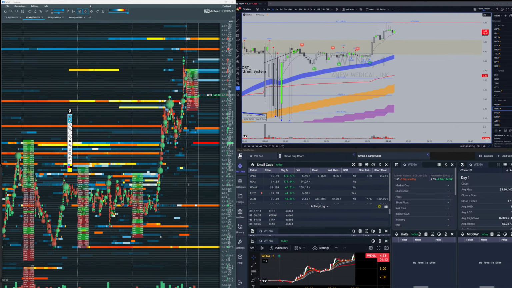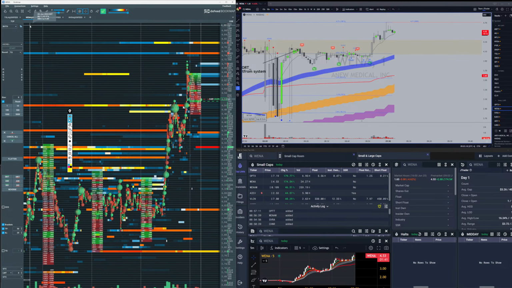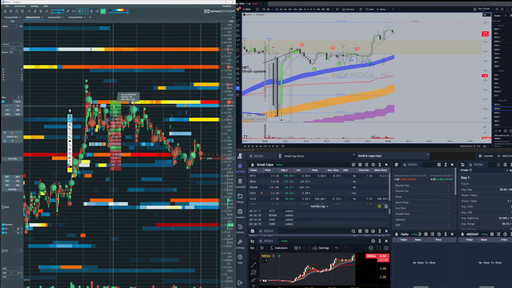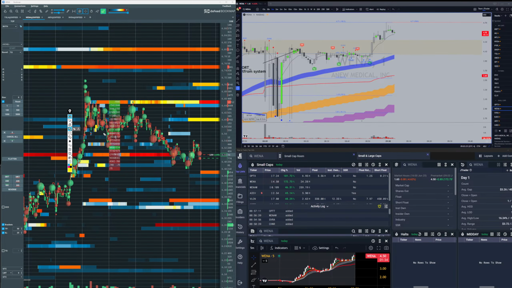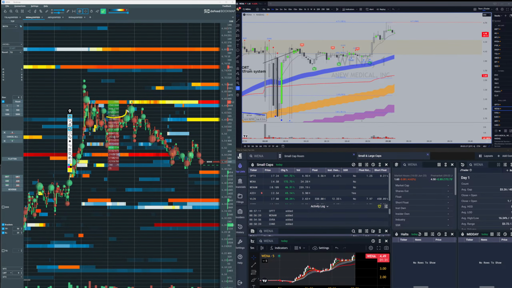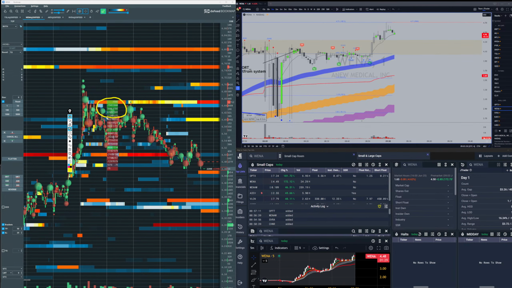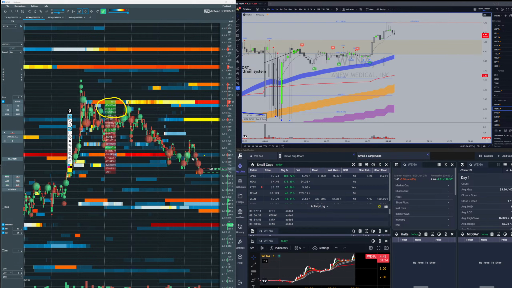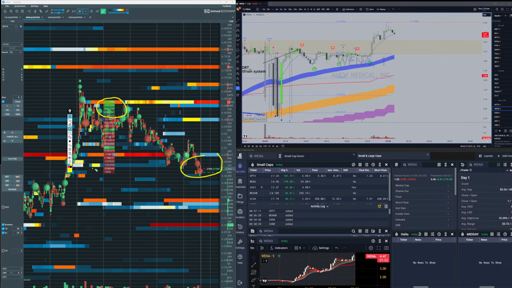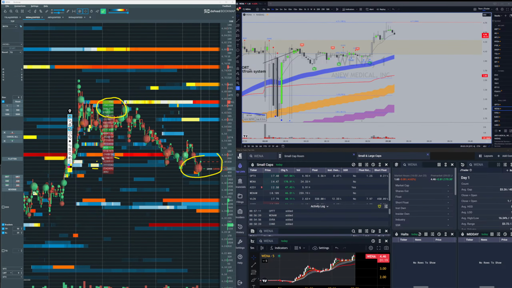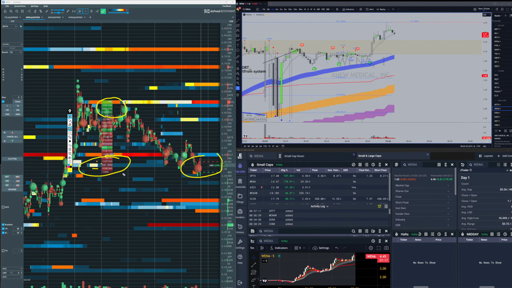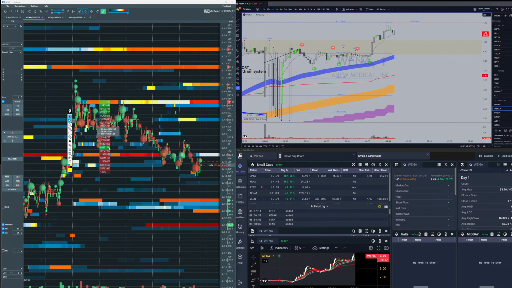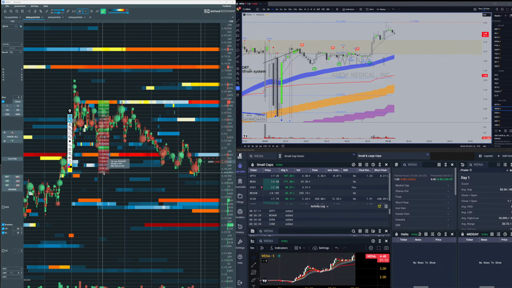Watching over here the tape, so we can also put this. You can see also over here that I have a footprint. In this case, you can use footprint in different ways. So I'm looking for imbalances over here. You can see once we print over here, we're having some imbalances. So more sellers over here to the downside, not a lot of buyers.